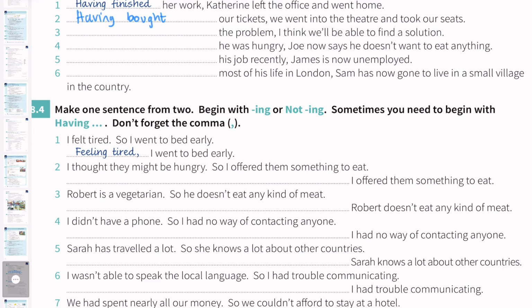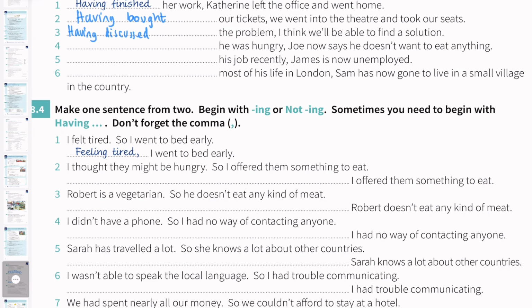But the idea is I just want you to understand how to use the structure having plus past participle, to say or to tell that one action happens before something else. So like I said, we can use having discussed the problem. Having discussed the problem, I think we will be able to find a solution.